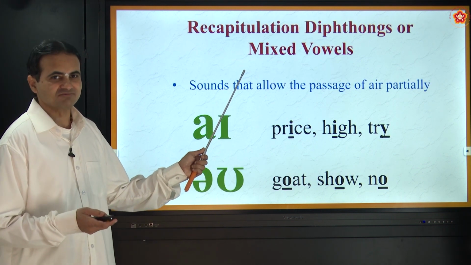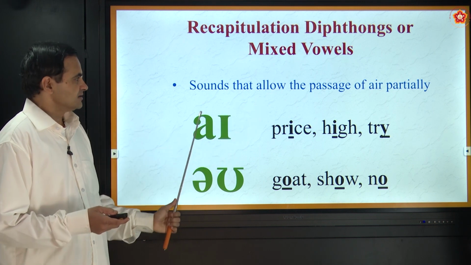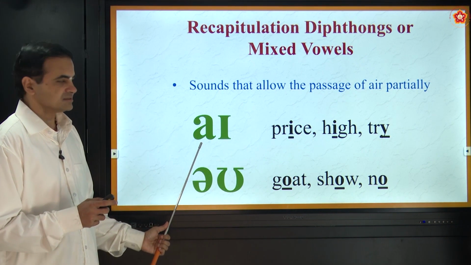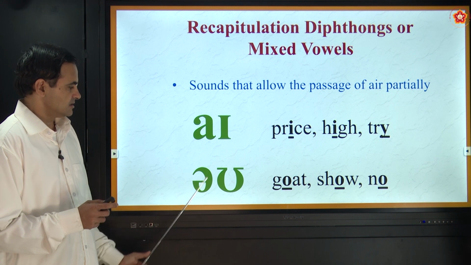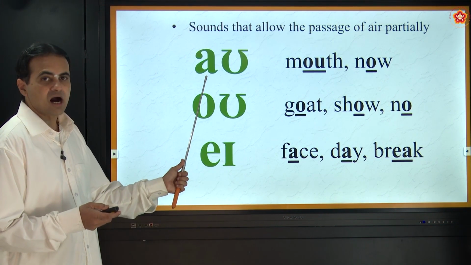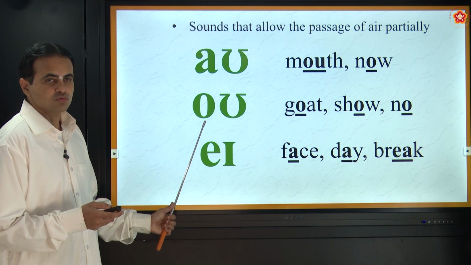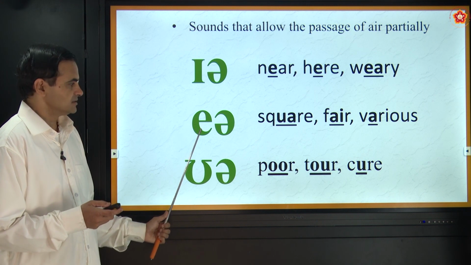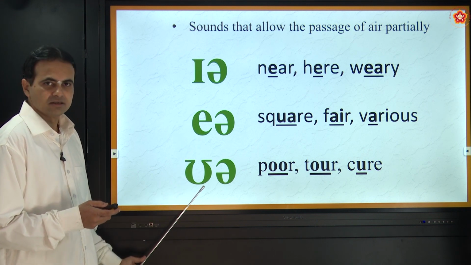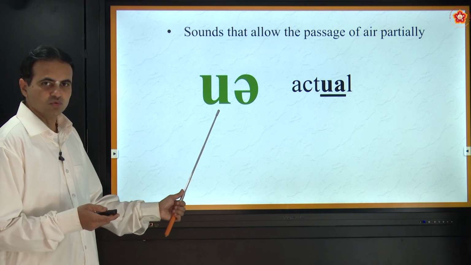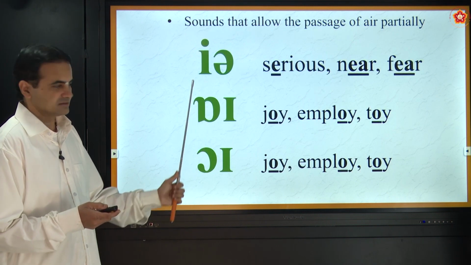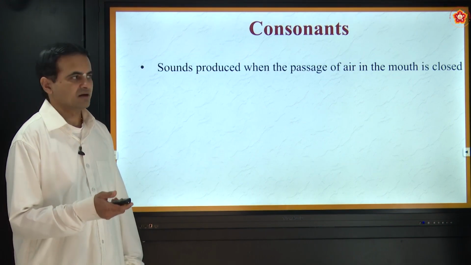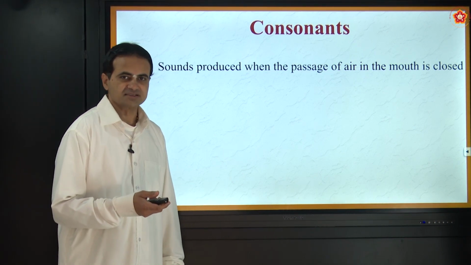Now let's come to mixed vowels or diphthongs, as they are called. Sounds that allow the passage of air partially. So now let's learn consonant sounds.